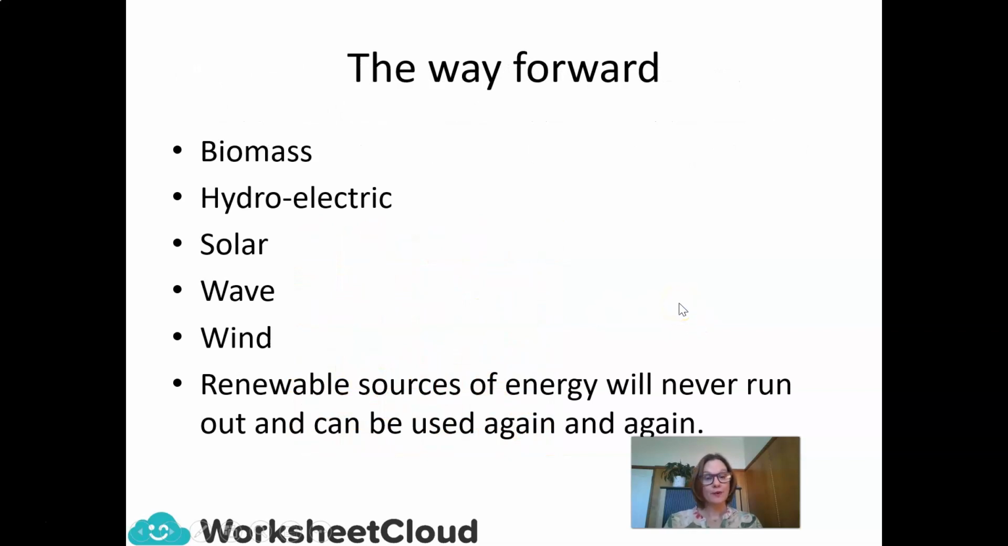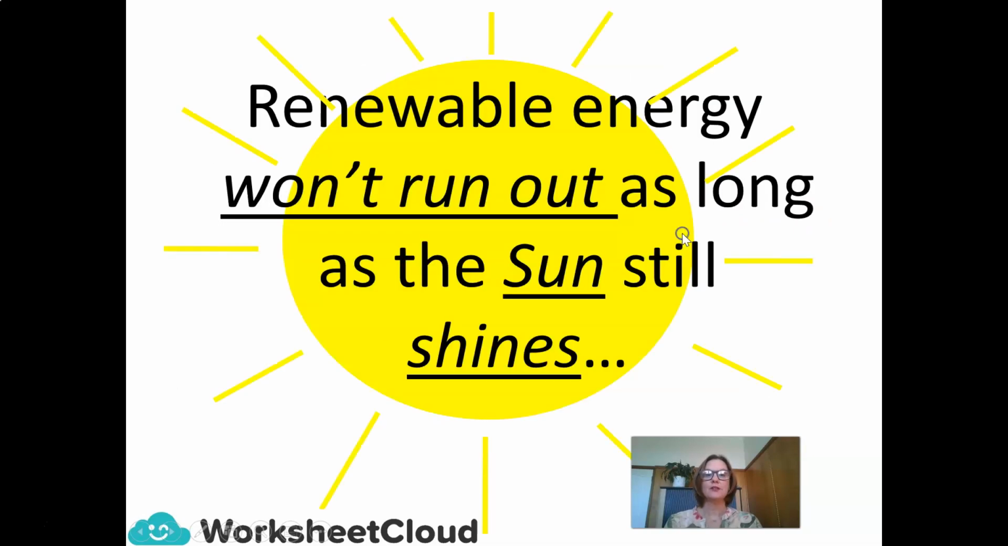So the way forward, grade 7, what do we need? We need biomass. We need hydroelectric energy. We need solar. We need wave. We need wind. These are all renewable sources of energy, and renewable will never run out, and they can be used again and again. So let's take a look. As long as the sun still shines, renewable energy will always be around.